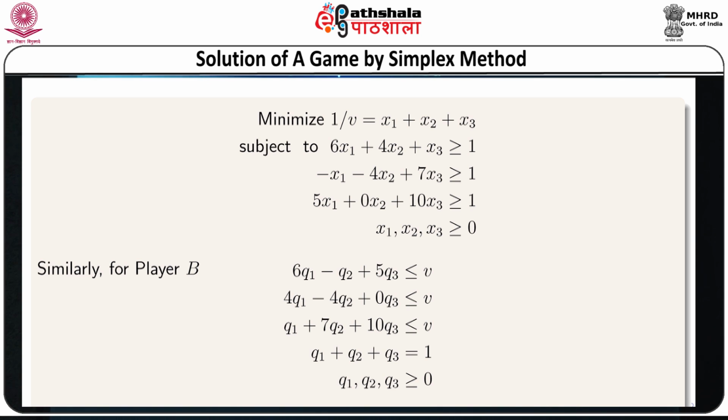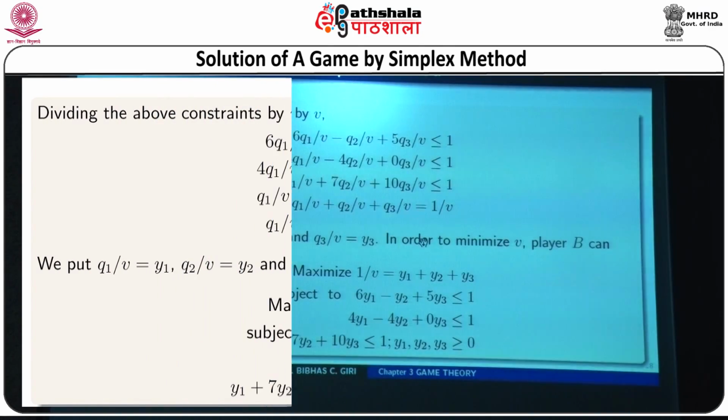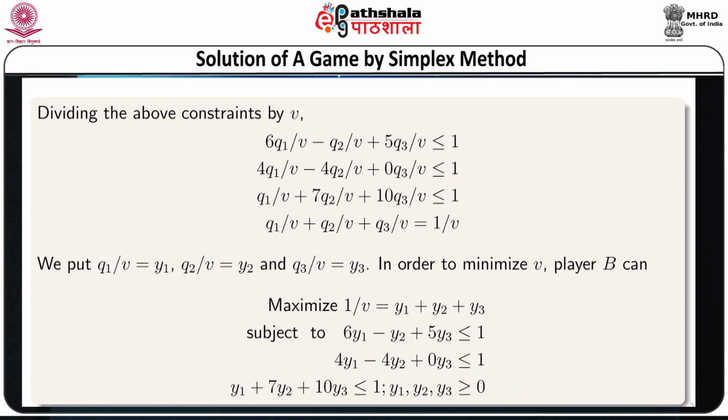Similarly, for player B, we can derive the problem as a maximization type: maximize 1 by V equal to y1 plus y2 plus y3, where y1 equals q1 by V, y2 equals q2 by V, and y3 equals q3 by V. And we also get the constraints 6y1 minus y2 plus 5y3 less than or equal to 1, 4y1 minus 4y2 plus 0y3 less than or equal to 1, y1 plus 7y2 plus 10y3 less than or equal to 1, where y1, y2, y3 are all greater than or equal to 0.